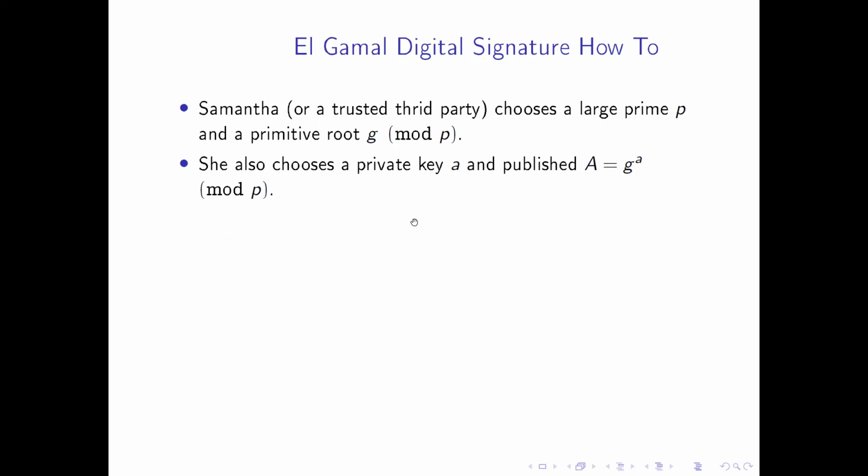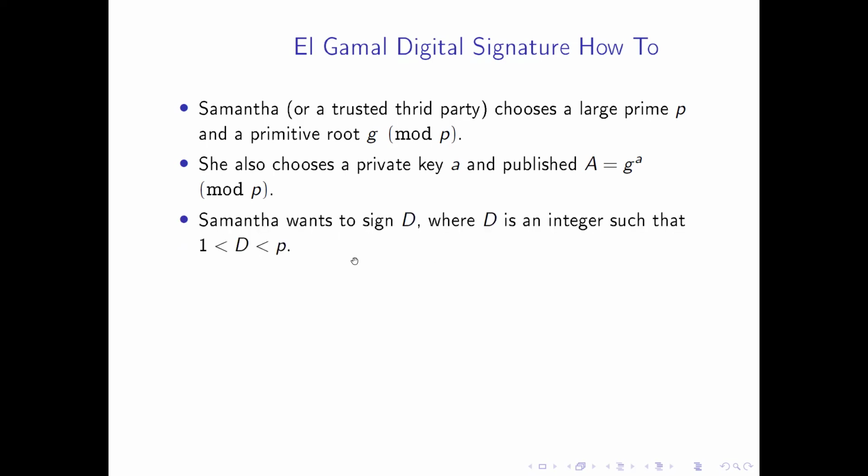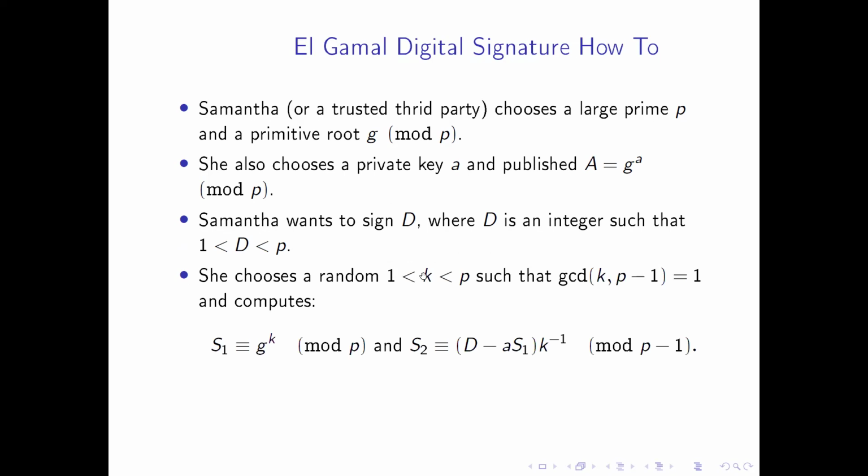Here's where it gets different than RSA. In RSA, when you sent something, you looked up the other person's public key and you used that, as well as your private key. That's not really what's going to happen here. Again, she's going to use her own private key. And what she's going to do is take her document. We're going to call it a document instead of a message, but it's the same idea. It's going to be an integer, and she's going to compute some k between 1 and p.